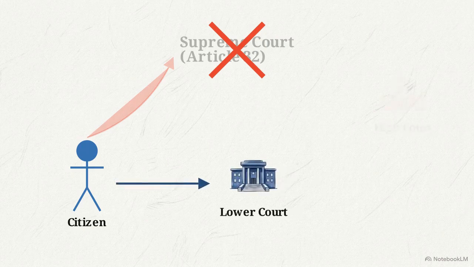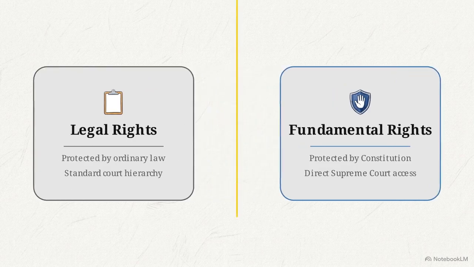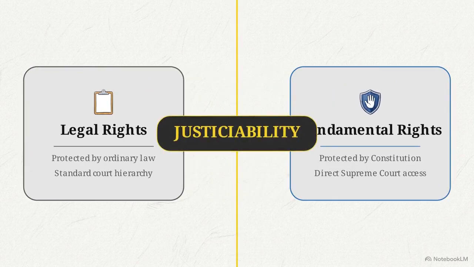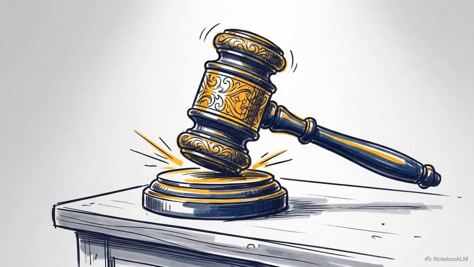The answer is no. Because property is a legal right under Article 300A, you cannot approach the Supreme Court directly. You must follow the standard legislative and judicial procedures. This distinction between legal rights and fundamental rights highlights the concept of justiciability, or whether a right can be enforced by a court of law.